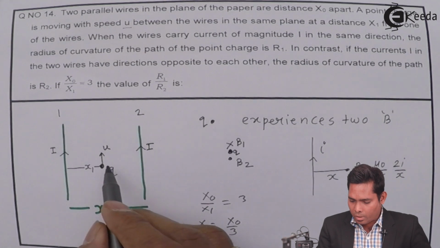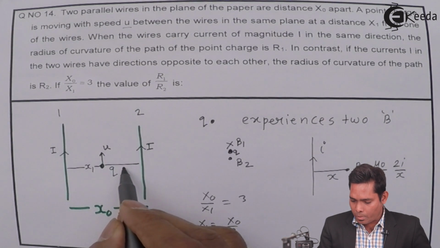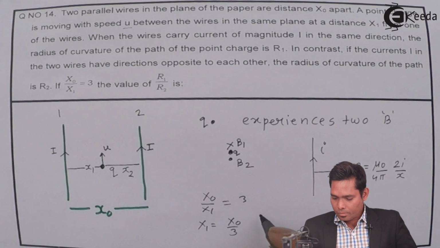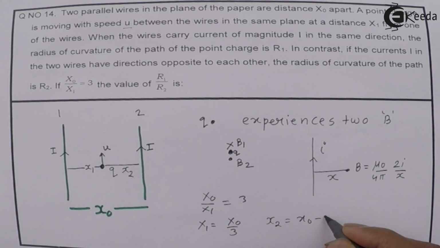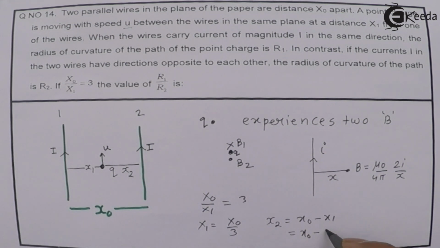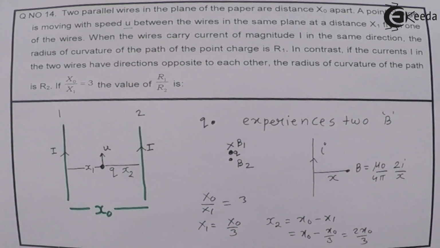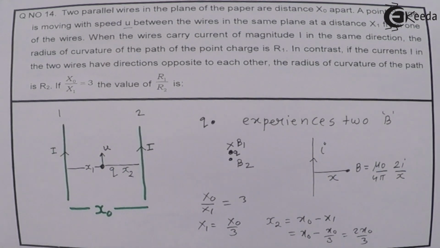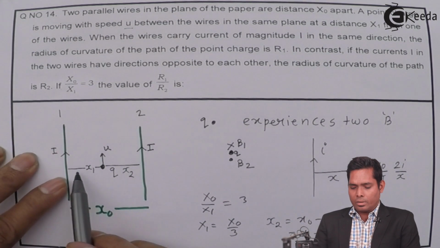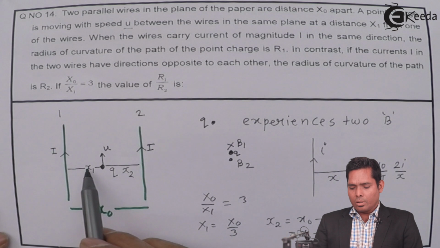So therefore, suppose this is x2, then that x2 will be x0 minus x1, that is x0 minus x0 by 3, that is 2x0 by 3. So if this is 1/3, then this is 2/3 of the total distance. That means this distance is 1/3. So this distance is less.